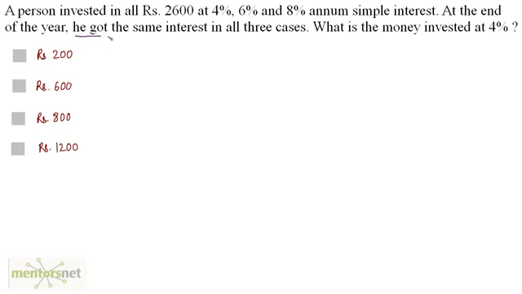Now this person got the same interest in all the three cases. Let that interest be I. And let the money invested at 4%, 6% and 8% per annum simple interest be A, B and C respectively.